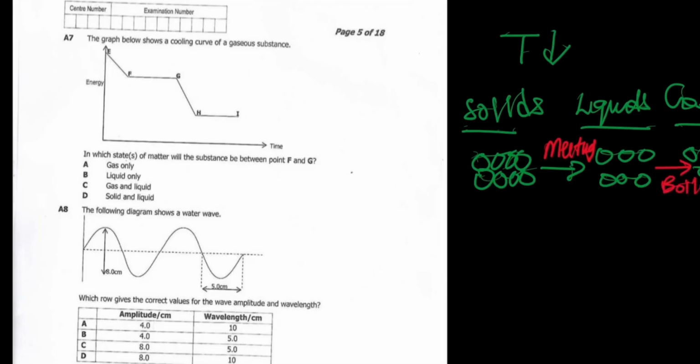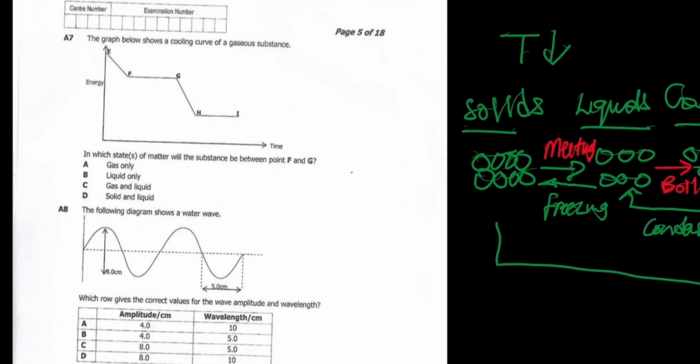Now, the opposite is also true. You can do the opposite of this where you convert the liquid to solid. That is called freezing. And from gas to liquid, that process is actually called condensation. And you can also change from gas directly to solid, or from solid directly to gas. That process is actually called sublimation. So keep in mind, because this is going to help you understand cooling curves and also heating curves.